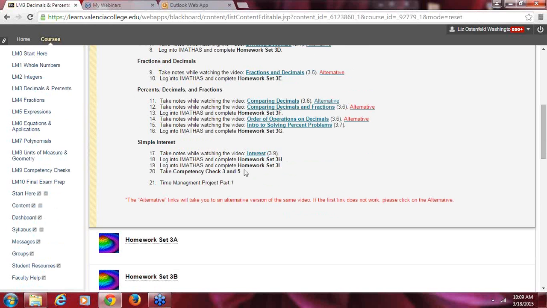And again, these can be worked on all semester long, but it is a good idea to practice them as we go so you're not cramming them all at the end. But at the same time, as far as what's due, you can concentrate on the 3A through the 3I.